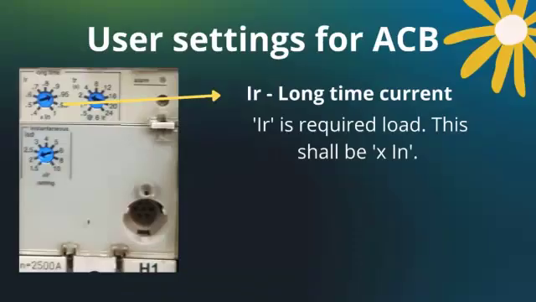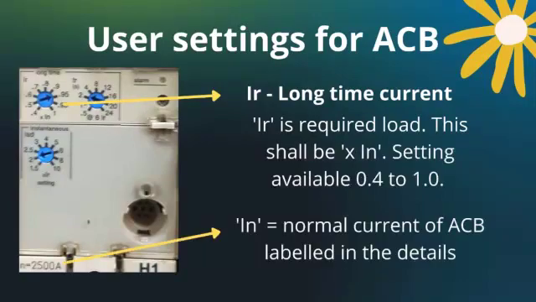IR, long time current. IR is the requirement from the user. The setting shall be a multiplication of the normal current. Settings range available is from 0.4 to 1. IN, normal current. This is the normal current labeled in the ACB details.